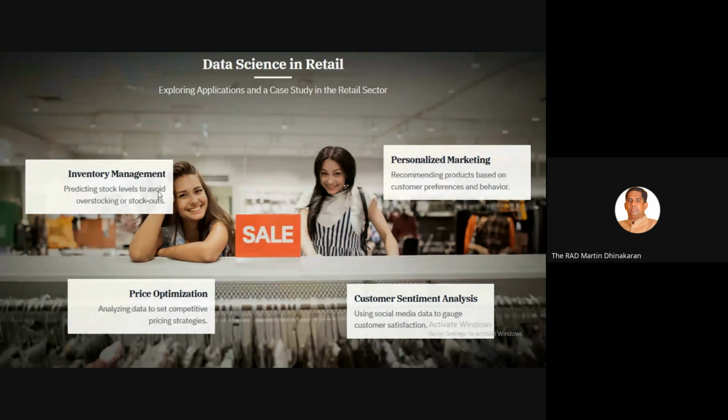Next is price optimization. Now you can see that different kinds of costumes are available at different prices. How is it possible? When you go to these thousands of items, the historical sales data, as I said before, the fashion or the trend, the historical sales data and the market trends.